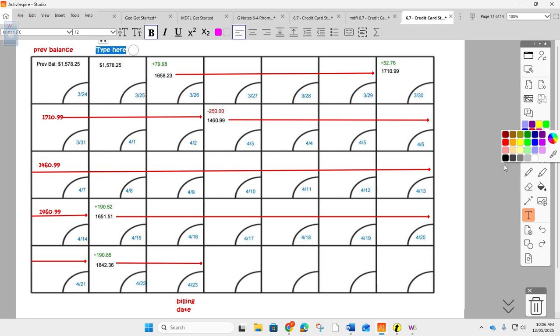The average daily balance. So for the first 2 days, it was $1578.25, right? So 2 times 1578.25. And just because it's easier for me to type, I'm going to use parentheses and an asterisk for my multiplication. Then we're going to add that. Now the new balance on the 26th is $1658.23. How many days was it that amount? 1, 2, 3, 4. So it's 4 times 1658.23.